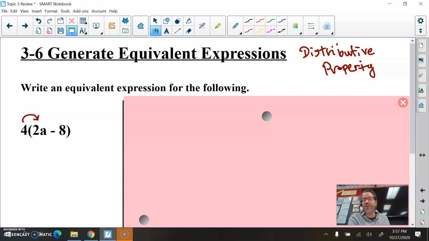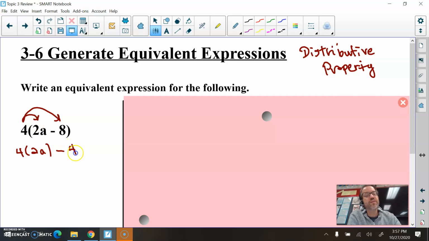Remember, this is what I like to call bombing the fort, like we're bombing a fort here in a battle. So I have 4 times 2a minus, and then I do that to the next term as well.